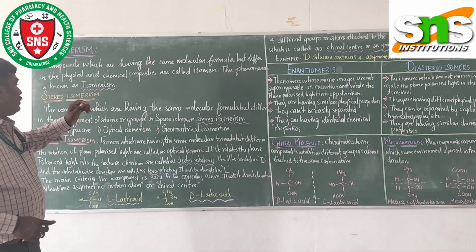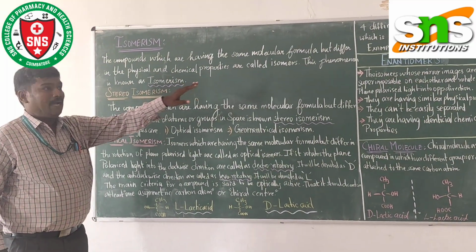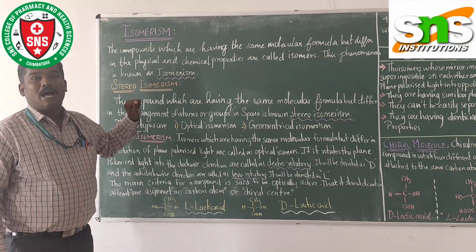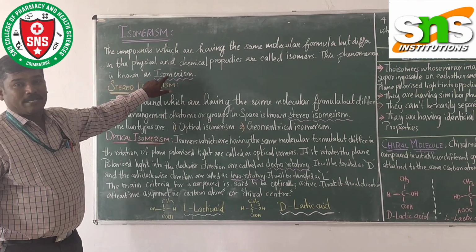Isomers are compounds which have the same molecular formula but differ in their physical and chemical properties. This phenomenon is known as isomerism.